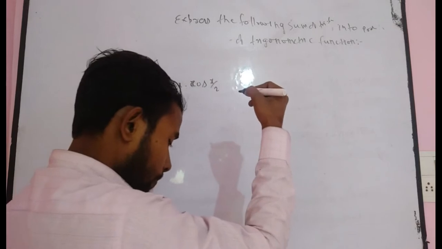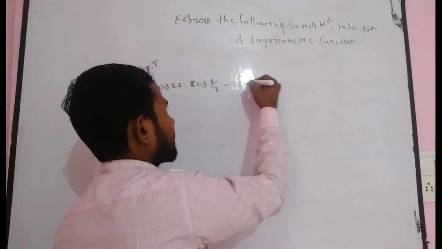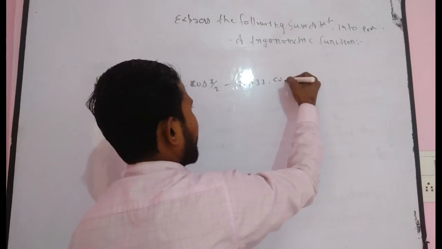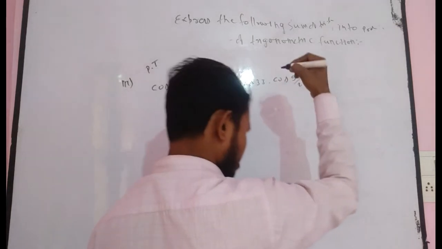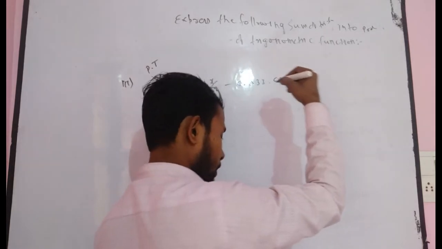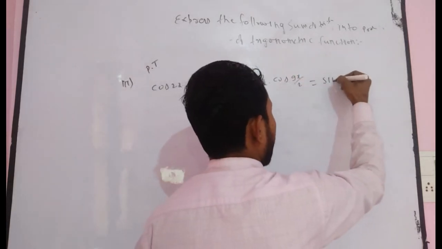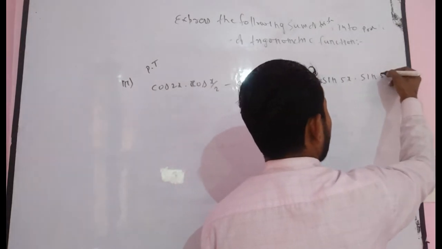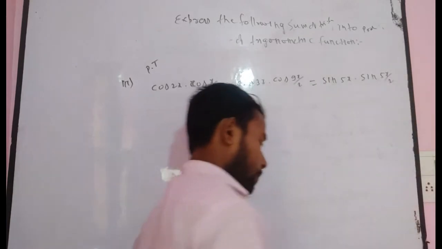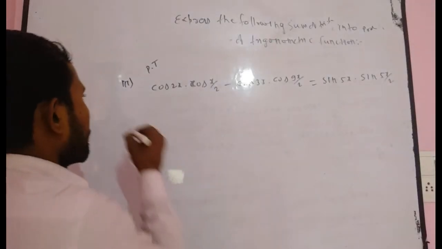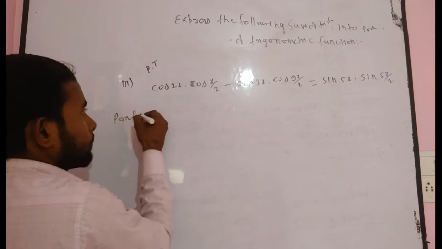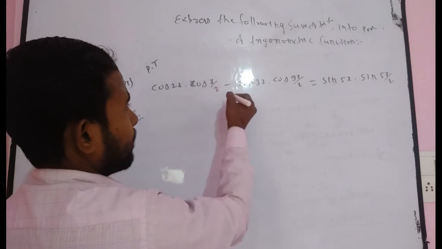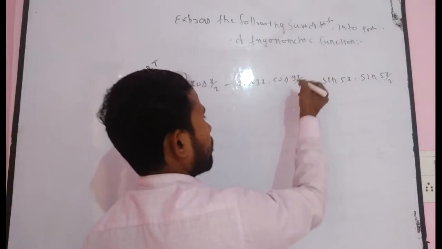cos x by 2 minus cos 3x into cos 9x by 2 is equal to sin 5x into sin 5x by 2, and you have to prove it. How can you prove it? Simply, as you know, it is cos 2x into cos x by 2 minus cos 3x into cos 9x by 2.